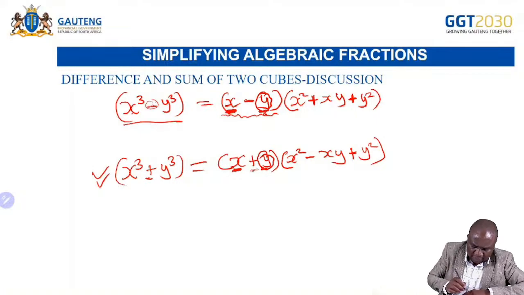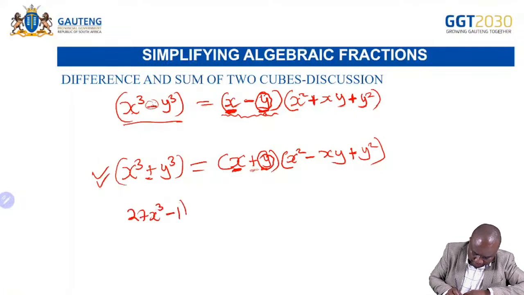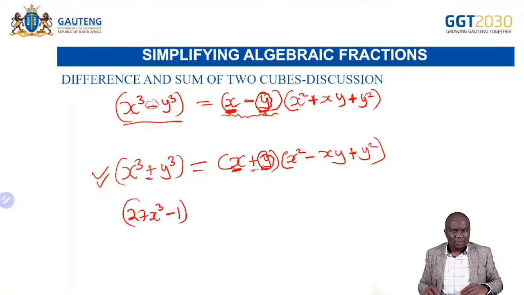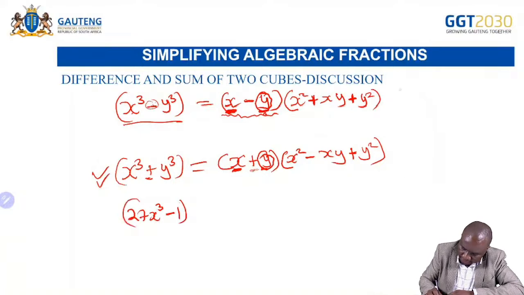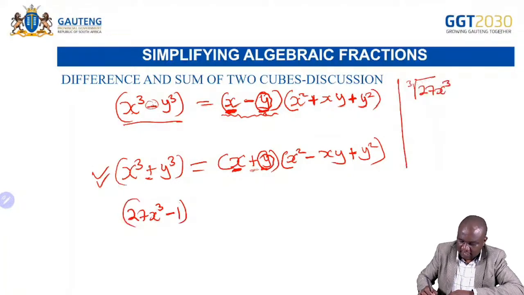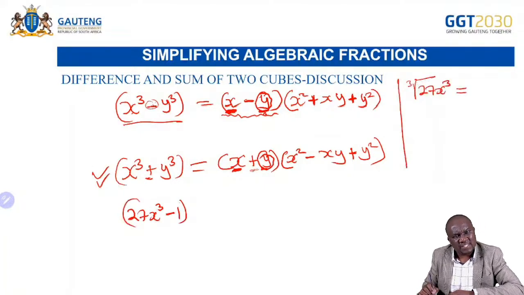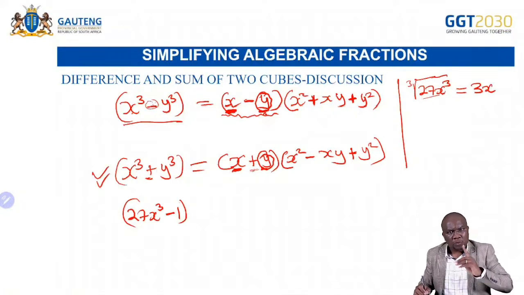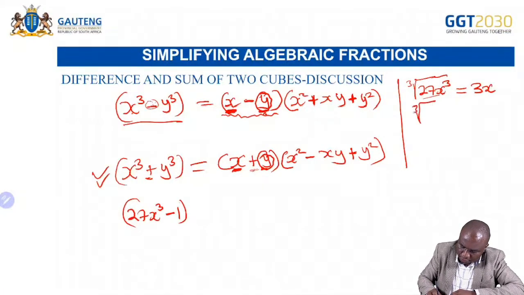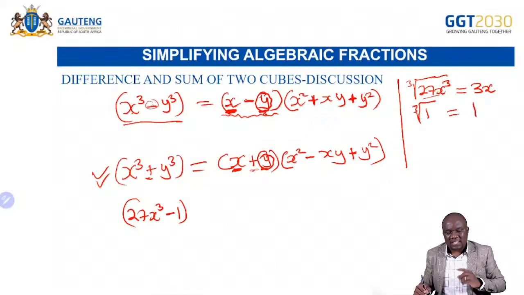Let me just take this number. Let's say we have 27x cubed minus 1. What do we do? Find the cube root of 27x cubed. What is the cube root of 27? It is 3, isn't it? 3 cubed is 27. So it's 3, and then the cube root of x cubed is x. So the cube root of 27x cubed is 3x. 1 is a cube number, so the cube root of 1 is 1. So these are the cube roots.